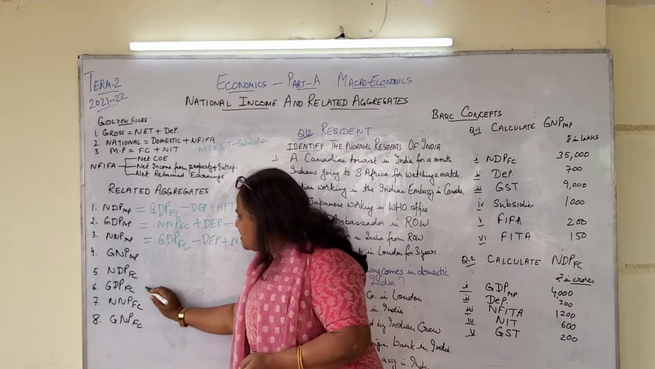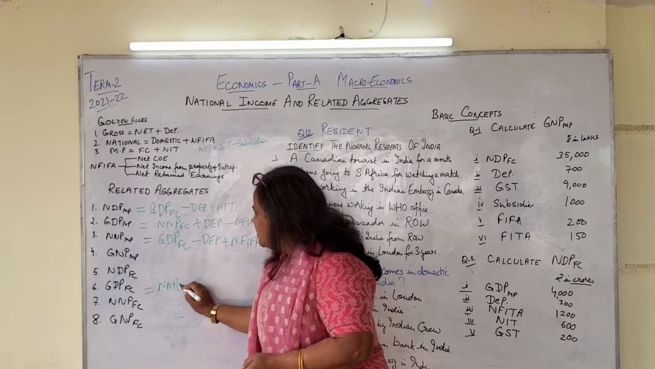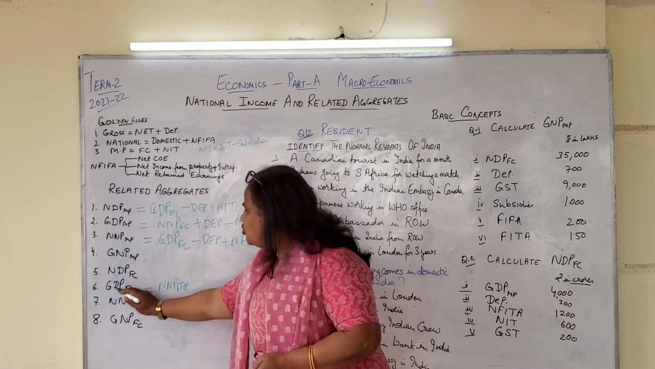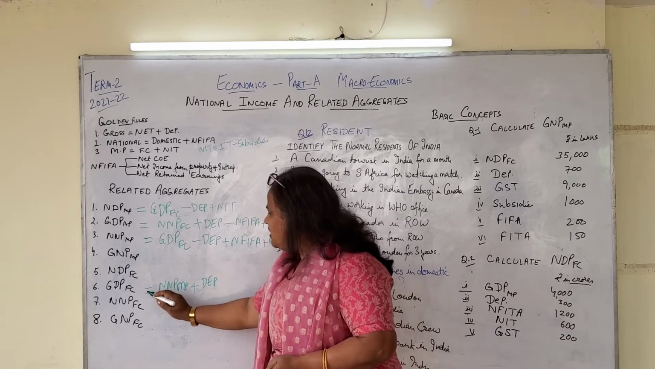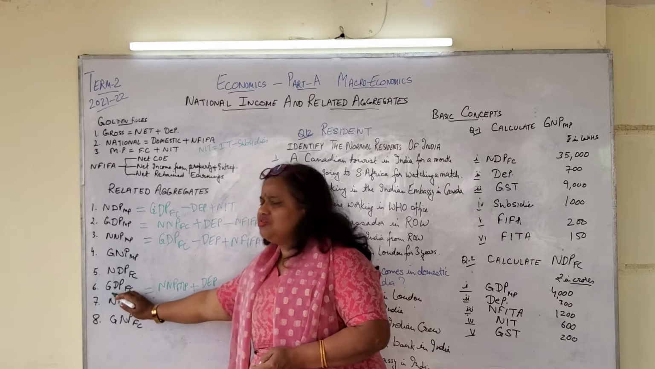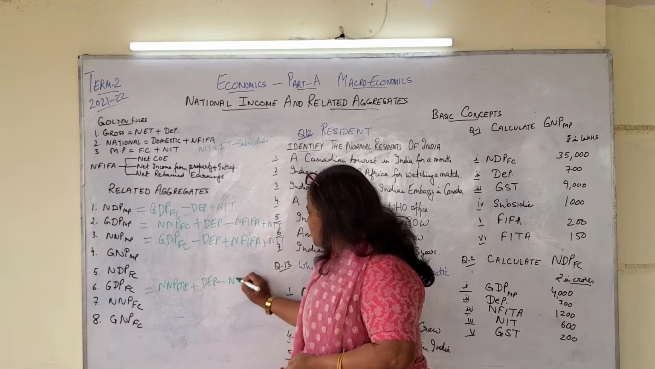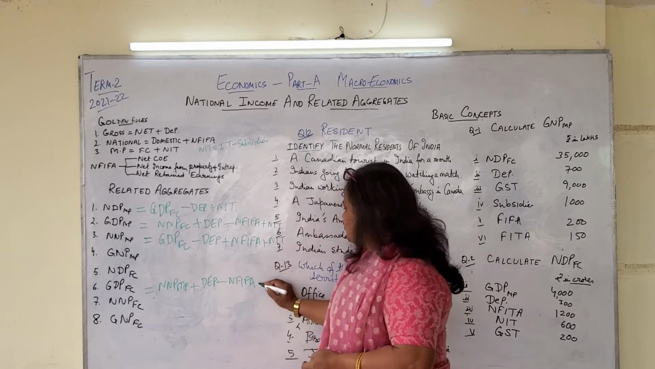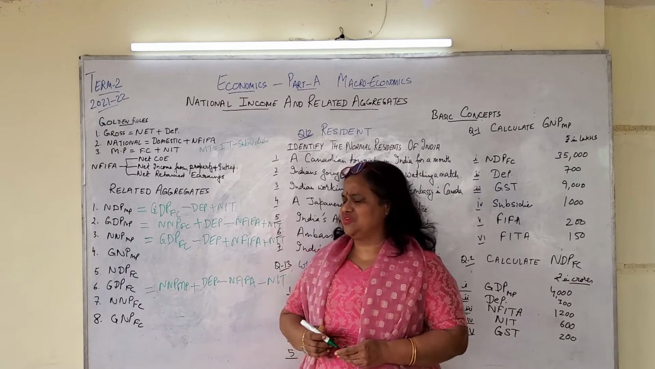Now suppose let us take this concept. Suppose I give you NNP at MP in the exam, and you have to find out GDP at FC. How do you go net to gross? Plus depreciation, right? And then national to domestic, you have to work out domestic, so minus net factor income from abroad. And then factor cost, so minus NIT. Minus NIT means minus IT plus subsidies.